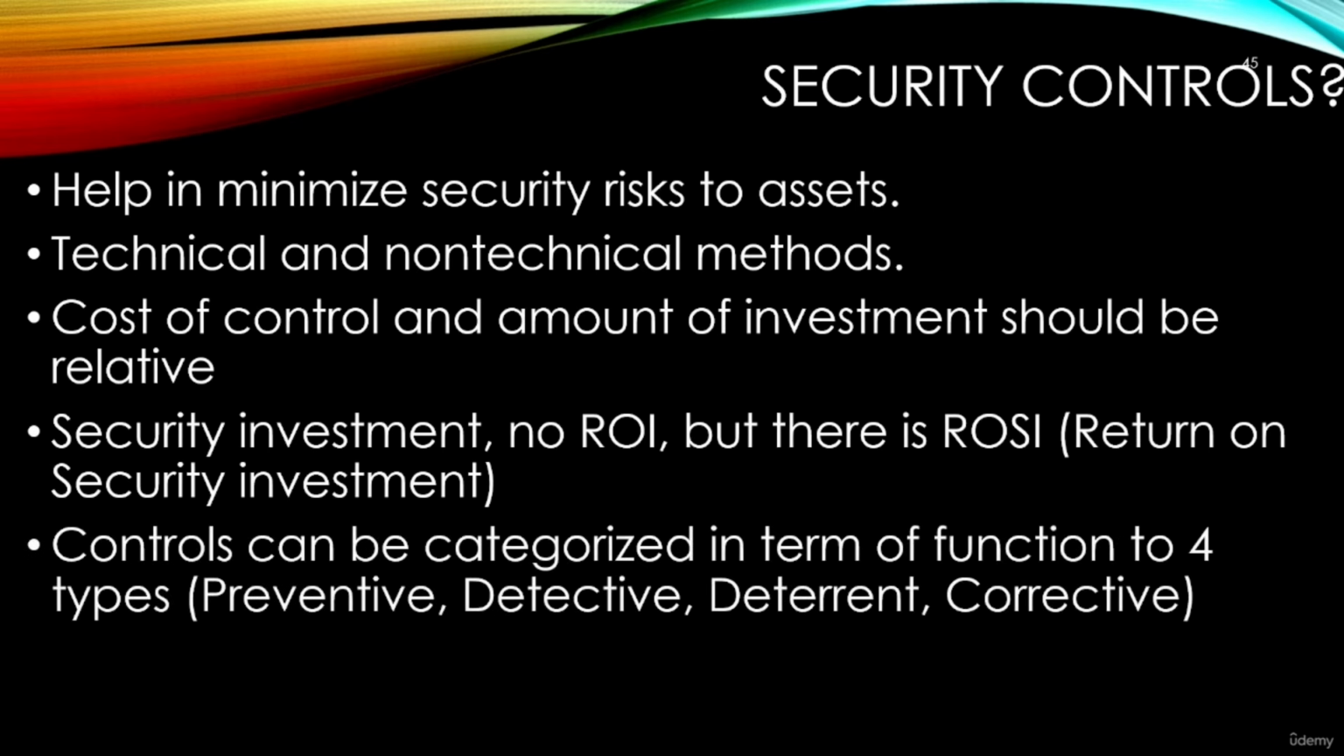Controls can be categorized in many ways. Controls can be categorized based on their type. We have administrative controls, physical controls, and technical controls. This is based on the type. Also, controls can be categorized based on the function. We have preventive controls, detective controls, and corrective and deterrent controls.